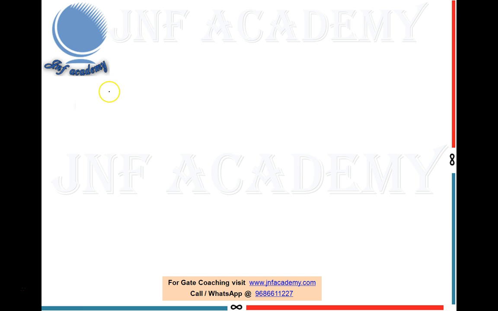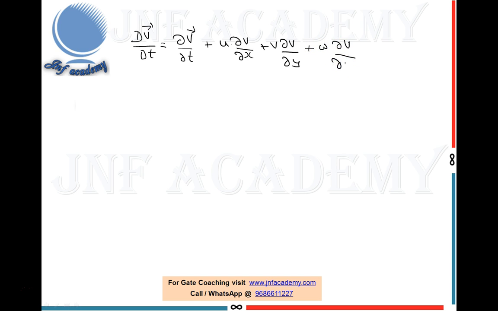let me write in this new page, dv vector by dt is equal to dou v vector by dou t plus u into dou v by dou x plus v into dou v by dou y plus w into dou v by dou z.